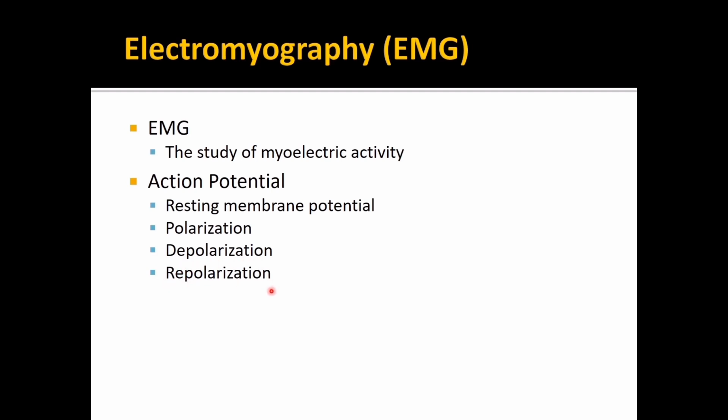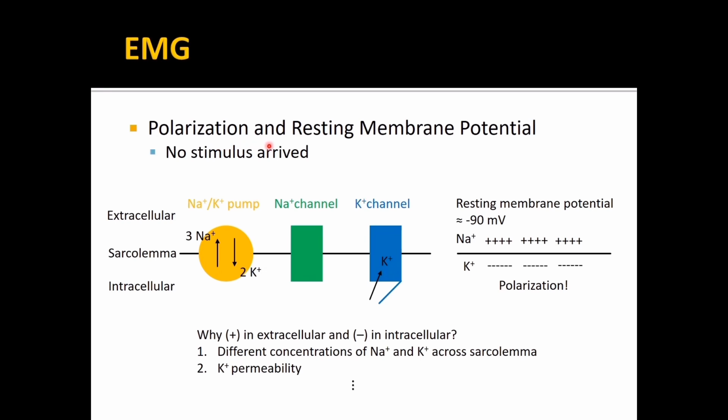Let's take a look at each step, starting with polarization and resting membrane potential. Let's take a look at these two together because they occur when no stimulus arrives. Let's look at the structure of the muscle fiber, or muscle cell membrane, to better understand these two concepts. We have a sarcolemma here, the muscle membrane. Intracellular means inside of the muscle membrane, and extracellular means outside of it. Then we have a sodium and potassium pump, a sodium channel, and a potassium channel.